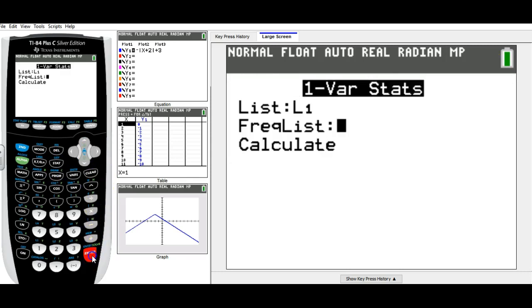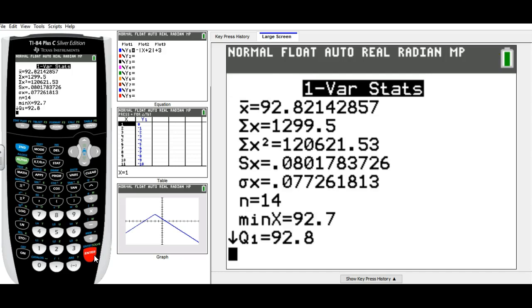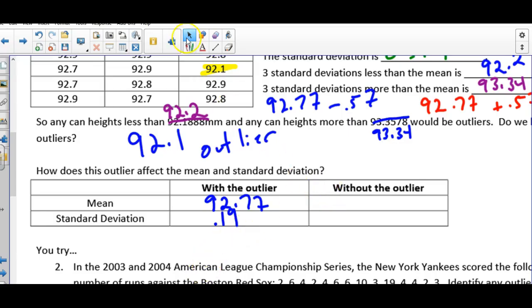What is our new mean? Our new mean is going to be 92.82. Again, I go 2 decimal places on everything. And our new sigma is 0.08. That's 7 rounds to 8, 2 decimal places. So 0.08. Let me go back here and plug in the new information. The new mean was 92.82, and the new deviation was 0.08. So that's how that outlier affected it. Those are the differences.